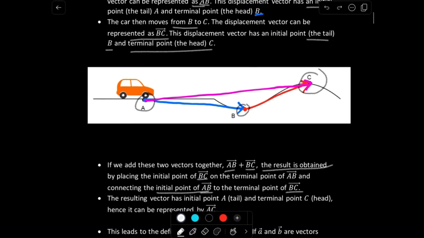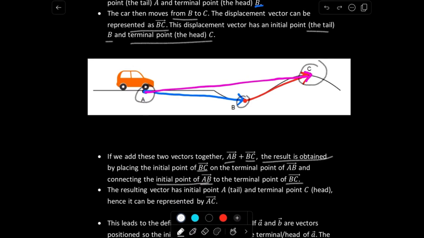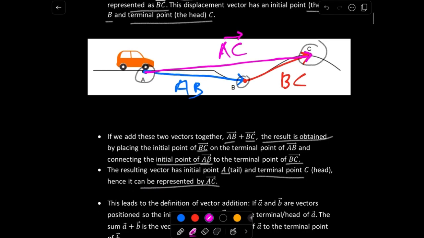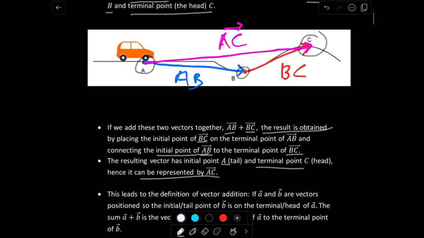As you can see, this resulting vector has an initial point at A, where the tail is, and a terminal point at C, where the head is. It is represented by vector AC. So here's AB, here's BC, and when we add these two vectors, AB plus BC, we get the vector AC. Now, this leads us to the definition of vector addition.